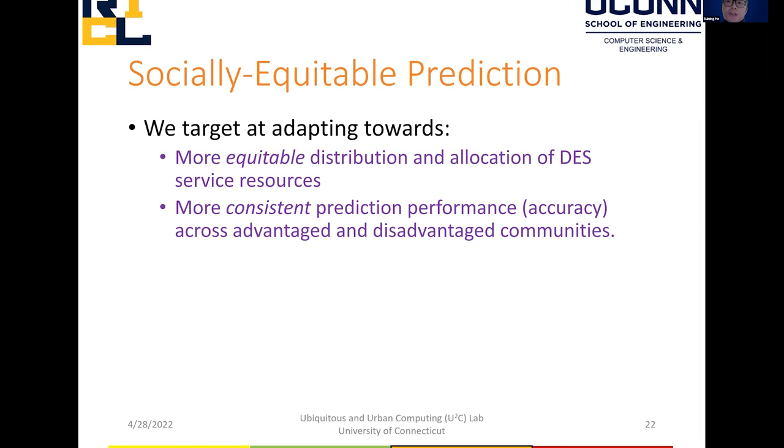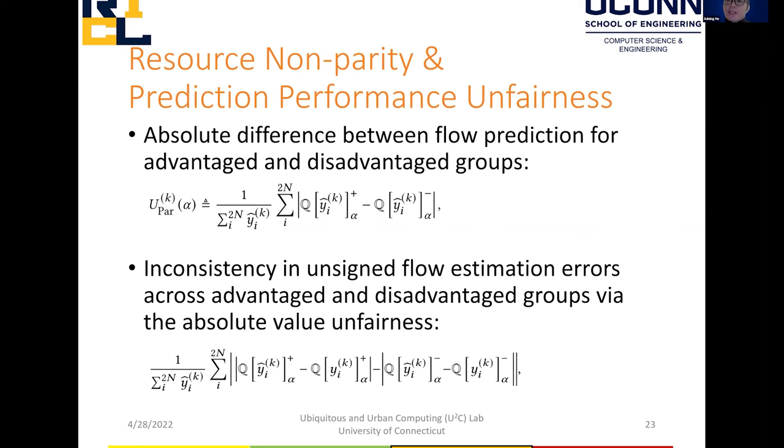And of course, the first goal is related to whether we can adjust the corresponding demand predictions. So we develop some unfairness metrics to regularize the corresponding deep learning process. The first part is to see whether we can mitigate the absolute difference between the flow predictions across the advantaged and disadvantaged communities. And the second part is to see whether we can mitigate the corresponding inconsistencies in those flow estimation errors across different communities.